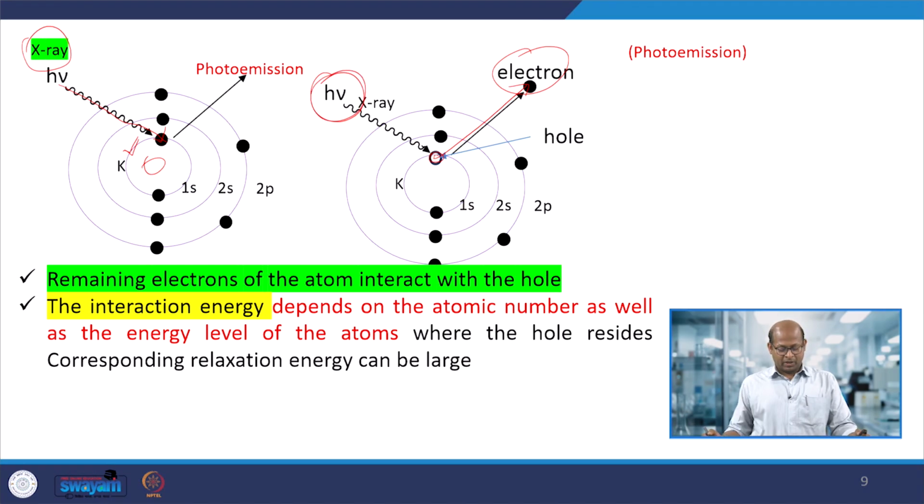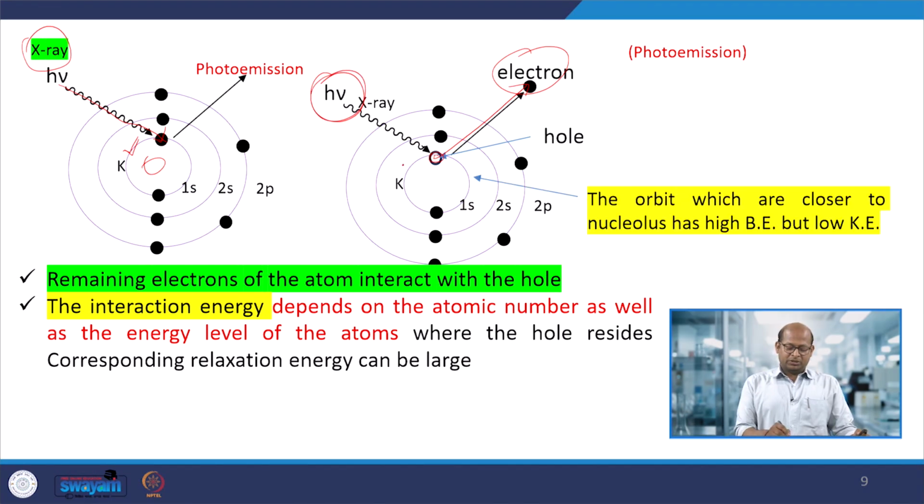Okay. So the orbitals that are closer to the nucleus have higher binding energy, and as a result they have low kinetic energy also. So for the electrons present in the core, if we interact with those electrons using X-ray and they move, they must have higher binding energy, and those electrons move with low kinetic energy.